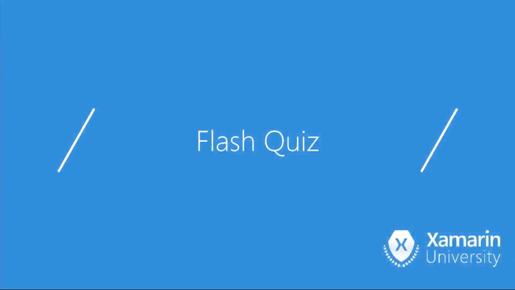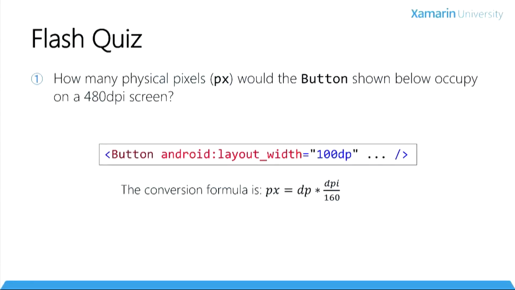So to make this more concrete, let's do just a quick one-question quiz. There's the button. Width is set to 100 dp. Suppose we were to run this app on a 480 dpi screen. How many physical pixels would this button occupy?